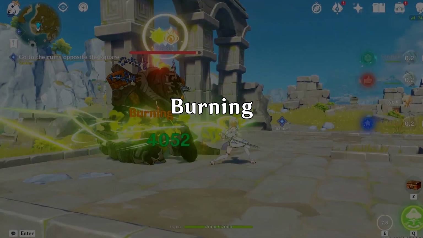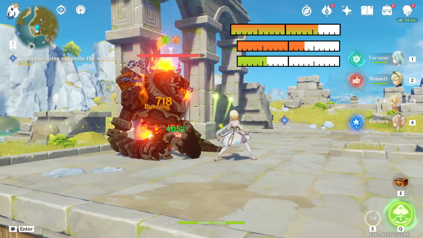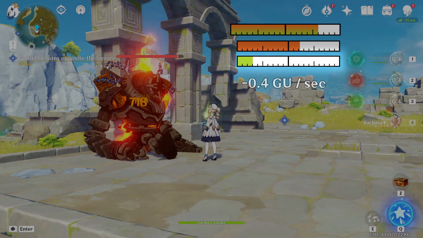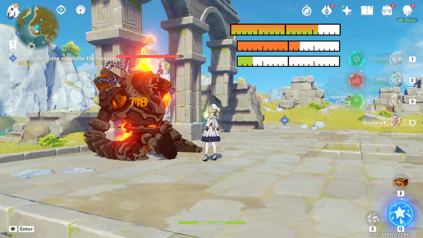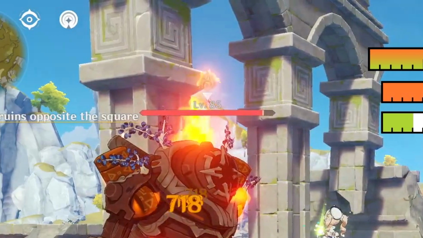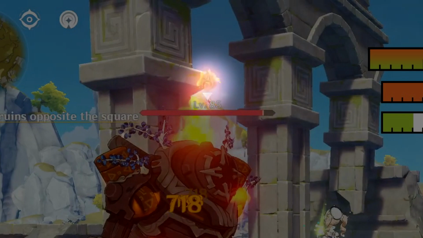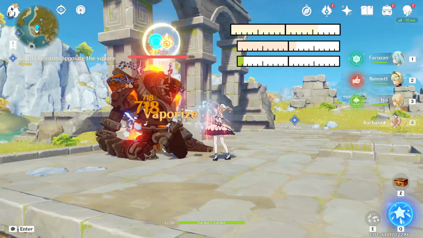Next, let's talk about Burning. When Burning is triggered, it doesn't immediately consume the aura element, but instead causes the Dendro aura to decay at 0.4 gauge units per second, similar to how Electrocharged works. On top of that, it also generates a new aura, which is known as the Burning aura. You'll notice that this new Burning aura looks similar to the Pyro icon, and it does behave similarly to a Pyro aura. You can trigger most Pyro reactions against it, such as Vaporize or Overloaded.